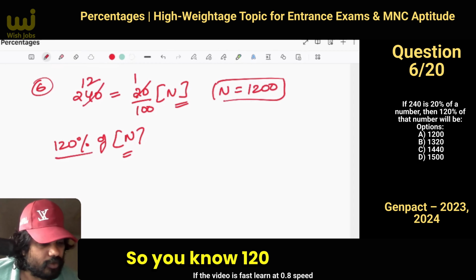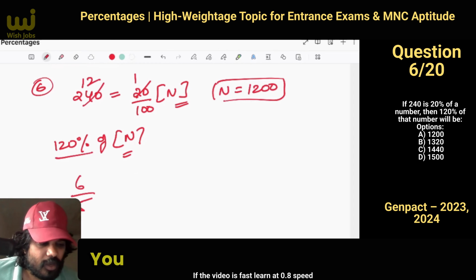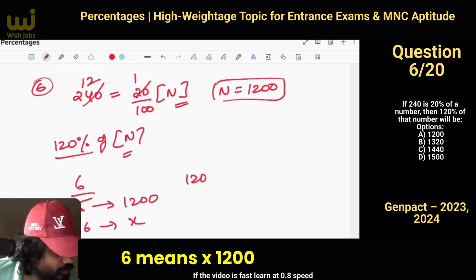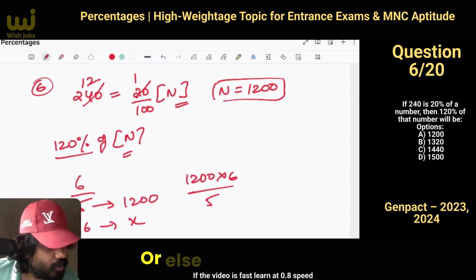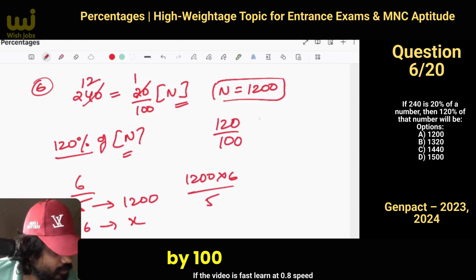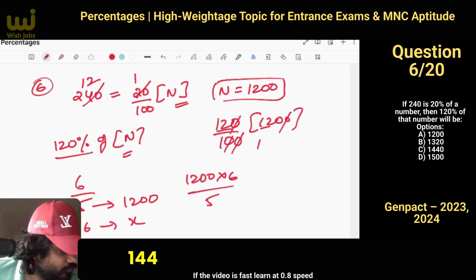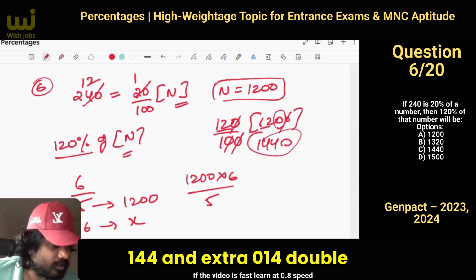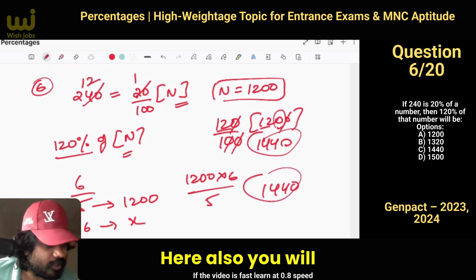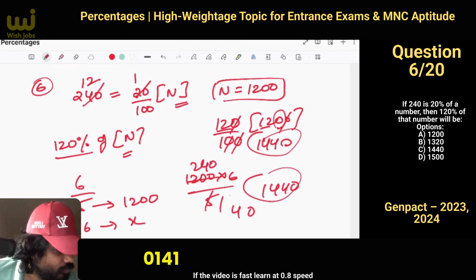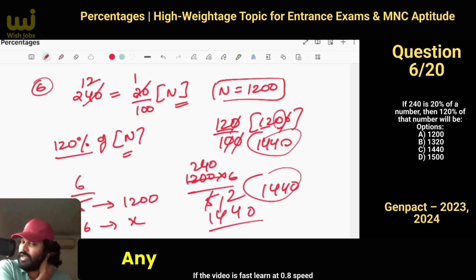So you know 120% is 6 by 5, right? You can take 6 by 5 and equate it: 5 means 1200, 6 means x. So 1200 into 6 by 5. This is one method. Or else you can do 120 by 100 into 1200. Cancel the zeros: 12 twelves are 144, and the extra zero gives 1440. Here also you will get the same answer, 1440. Any method you can do it.